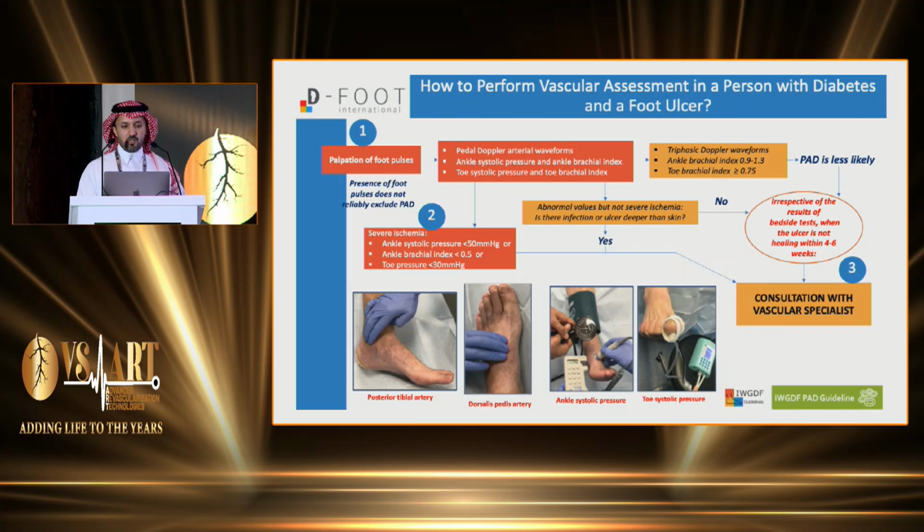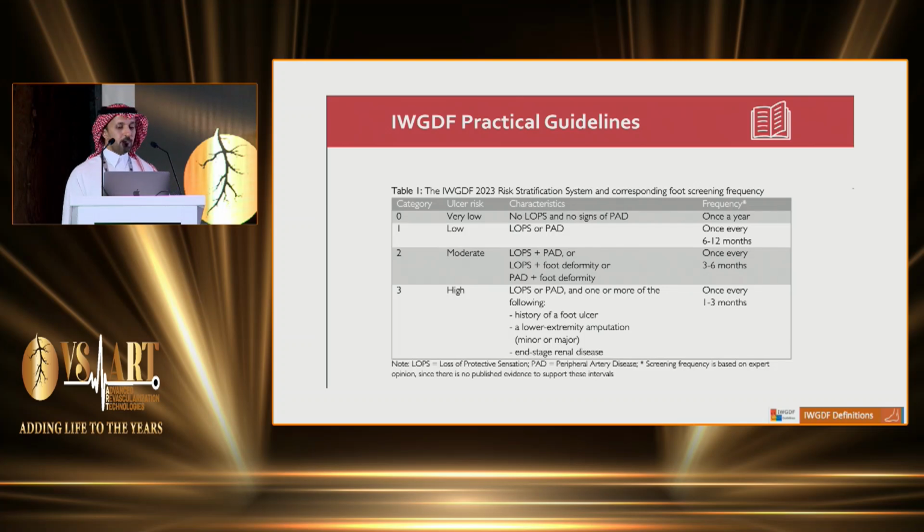So from the neurovascular assessment, the International Working Group on the Diabetic Foot categorizes a risk stratification system with corresponding foot screening frequency. They categorize it from 0 to 3, where 0 is very low and 3 is very high risk for foot ulcer. Category 0, very low ulcer risk: the patient has good sensation and good blood flow in the extremity, so we examine this patient every year. Category 1, low ulcer risk: the patient has loss of protective sensation or peripheral arterial disease. Category 2, moderate risk: loss of protective sensation and peripheral arterial disease, or loss of protective sensation and foot deformity, or peripheral arterial disease and foot deformity. We examine this patient every 3 to 6 months.